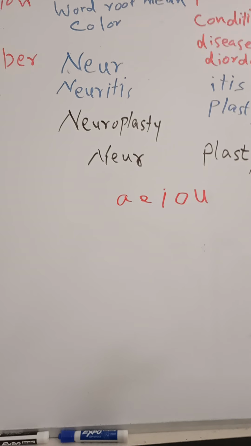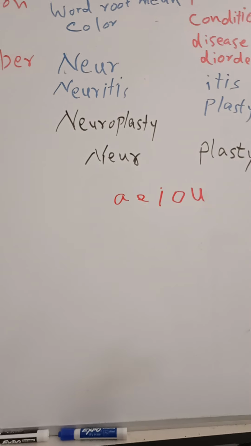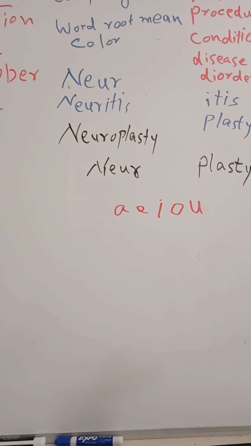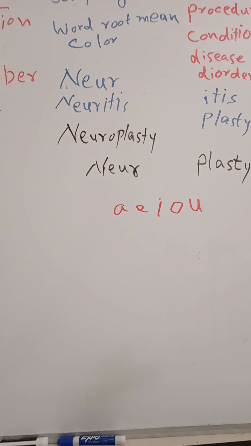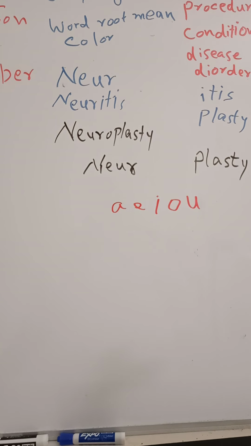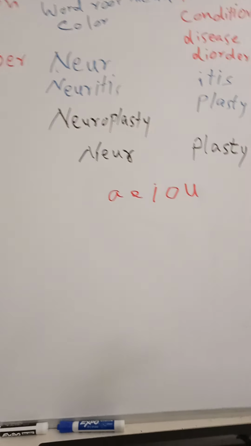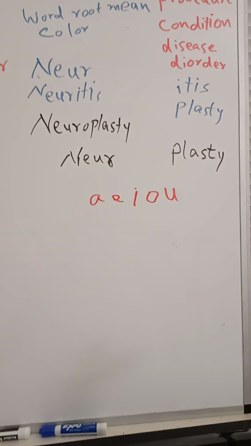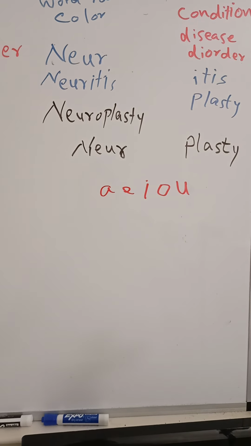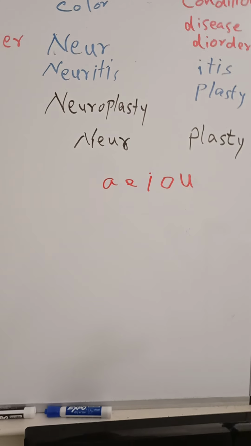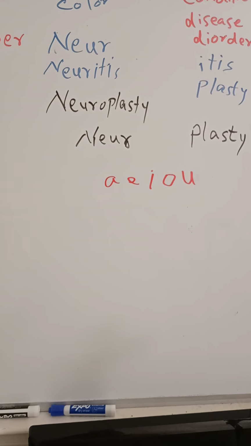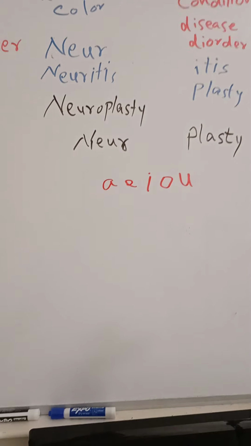There are some rules of applying a vowel between the word root and the suffix that I will tell you later. But so far we will discuss word root. We discussed already nur and itis, combined them, because itis starts with a vowel itself, that is I, but plasty does not start with a vowel, so we applied a vowel, that is O: neuroplasty.